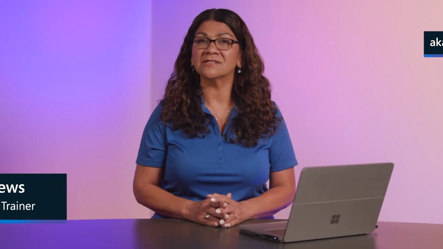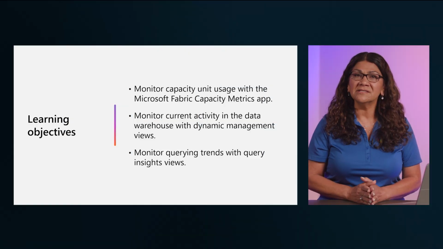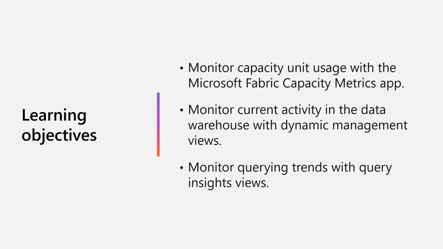In this section, we will see how to monitor a Microsoft Fabric data warehouse. We will monitor capacity unit usage using the Microsoft Fabric Capacity Metrics app. We will also take a look at how to monitor current activity in the data warehouse using dynamic management views, or DMVs. And lastly, we will look at monitoring query trends with Query Insight views.